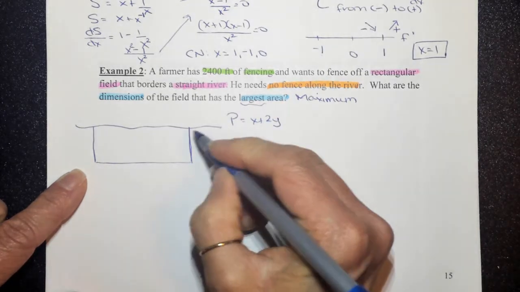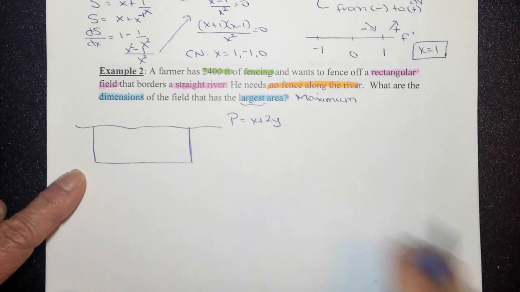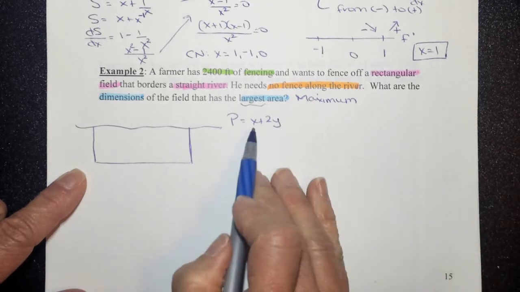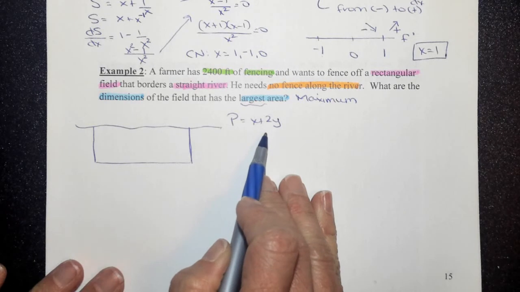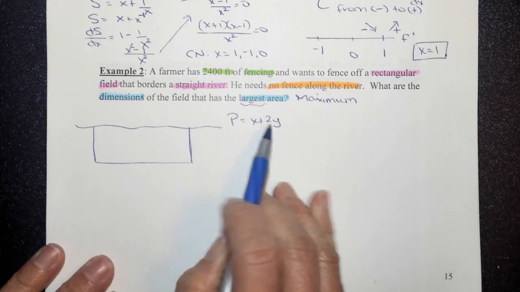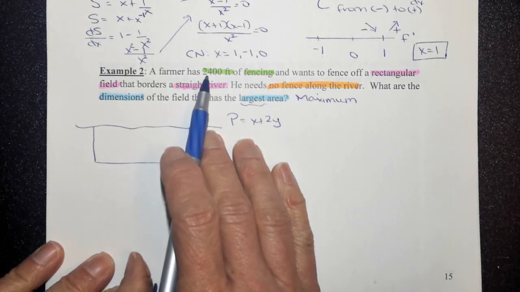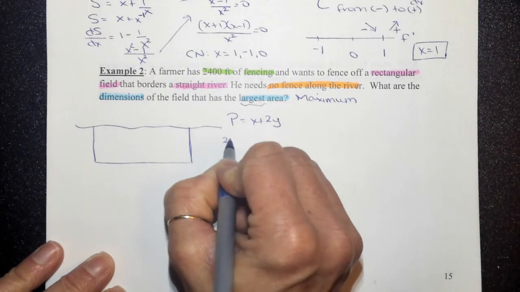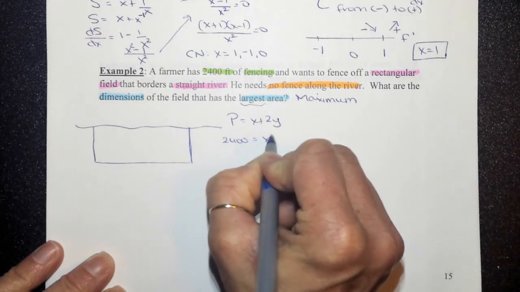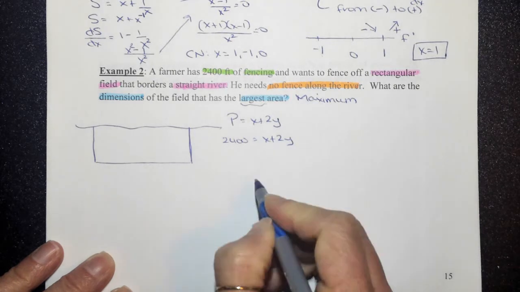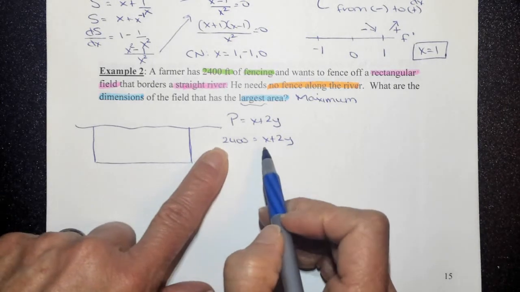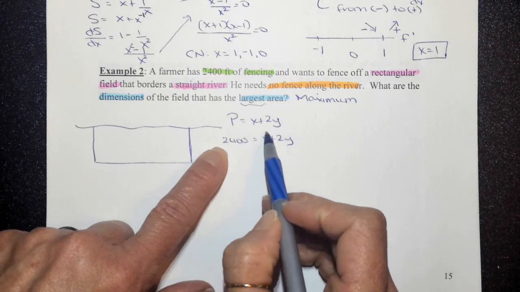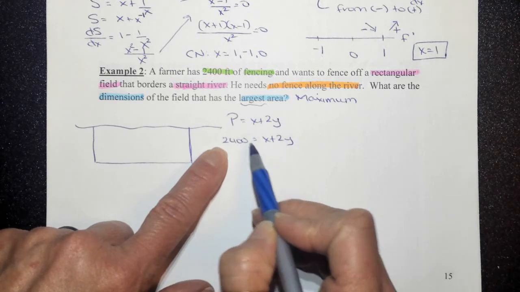Now guys, it doesn't matter if you call this x and this y, it makes no difference, as long as you indicate which one you only have one side of. Doesn't make a difference. Okay, and they said that the perimeter is 2400. So this right here: 2400 is equal to x plus 2y. Okay, so we have some important information here, and actually we could solve this for x or y, but we'll see what we need.